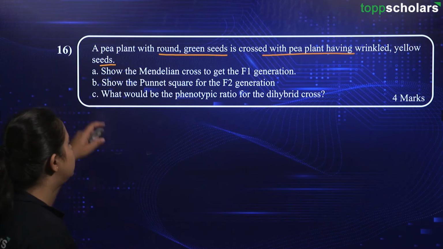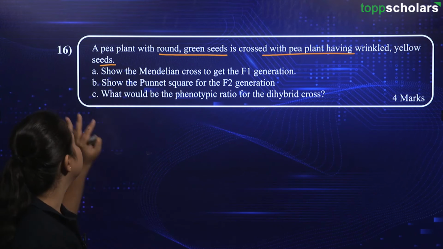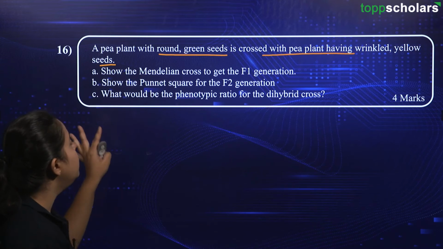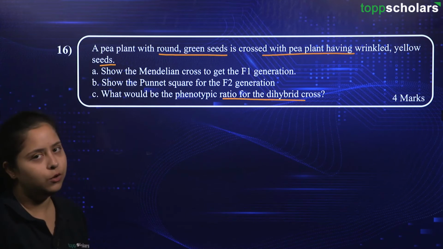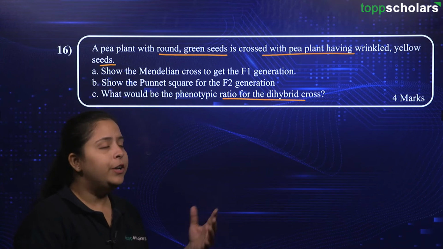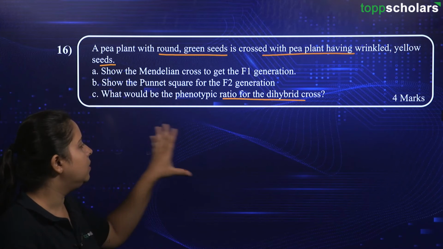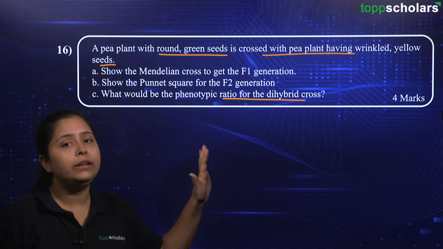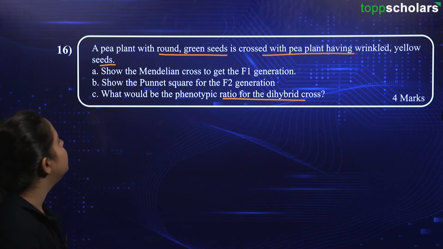Part A asks you to show the Mendelian cross to get the F1 generation. Second part, show the Punnett square for the F2 generation. And third part, what would be the phenotype ratio of the dihybrid cross? Phenotype is basically the things that we can see. You can see that this color is blue, so you will say that this is having blue color. You don't know about the genotype, just about the phenotype we are talking. So let us come back to the solution part of this question.